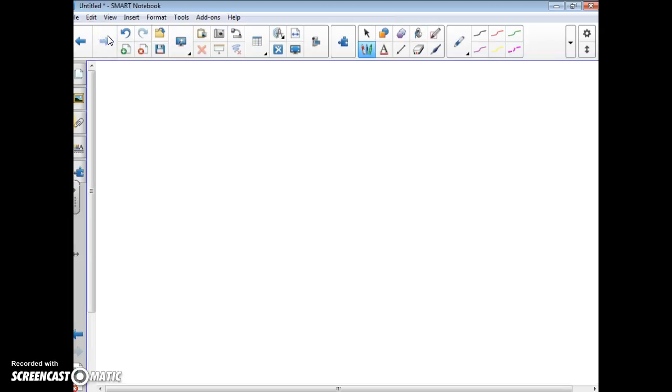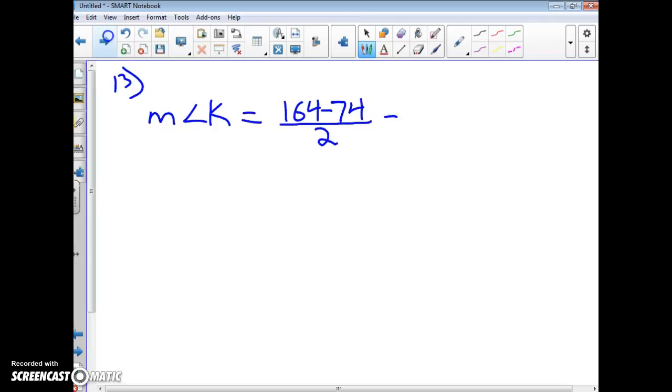Number 13. You must know the angle property for 2 secants. It says that I take the larger arc minus the smaller one, and half of that number is my answer for that angle. So looking at number 13, the measure of angle K is going to be equal to 164 minus 74, all divided by 2. If you do that, you get that your answer is 45 degrees.